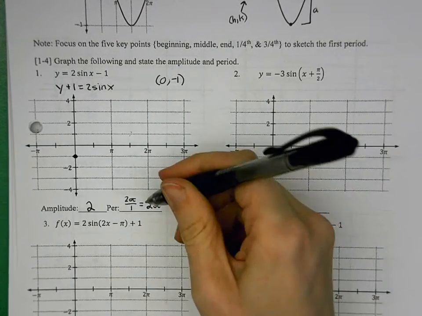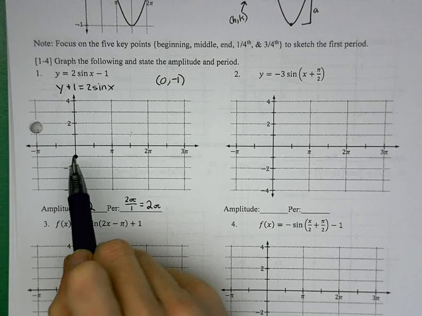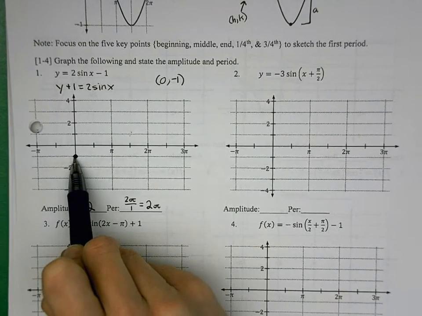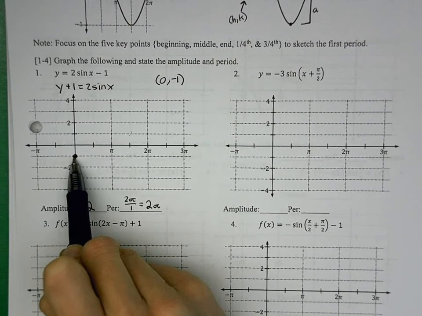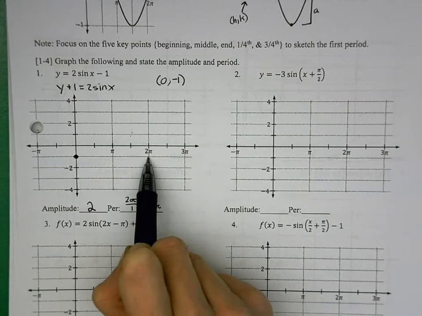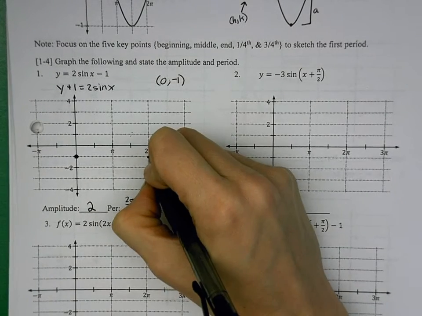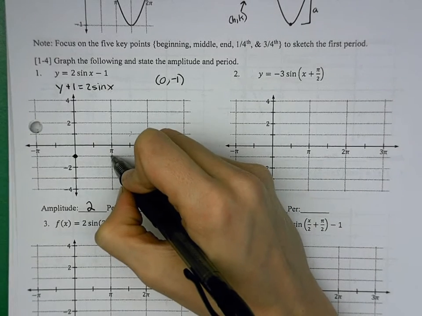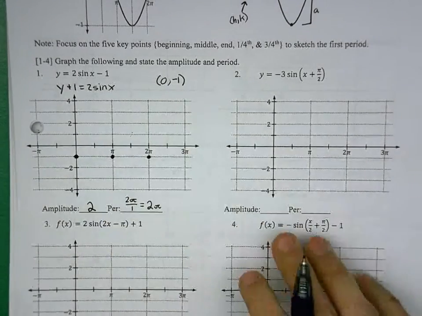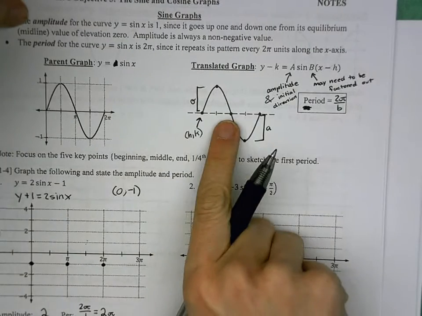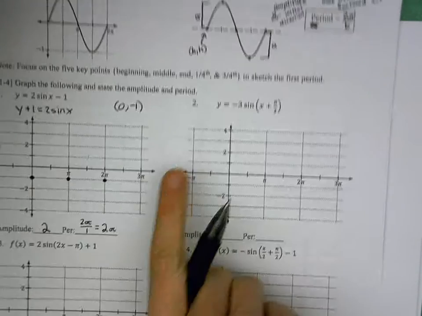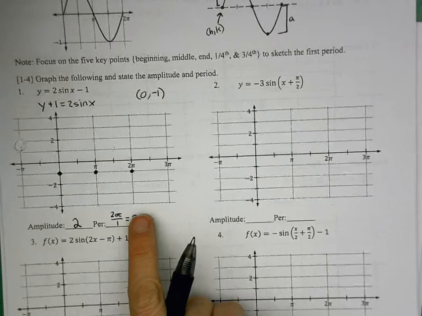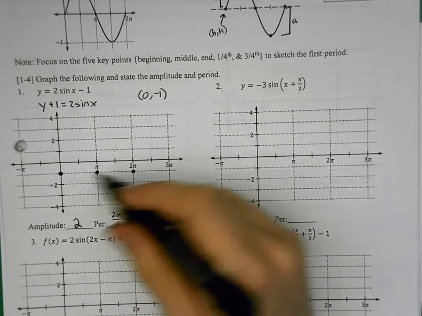That period helps me get my final point. My final point is going to be 2 pi away from my starting point. So if this is my starting point, 2 pi away would be right here. My middle point then would be at pi. Remember, with sine, your beginning, middle, and end are all in line with each other. And then your quarter and 3/4 points are going to be splitting the difference.